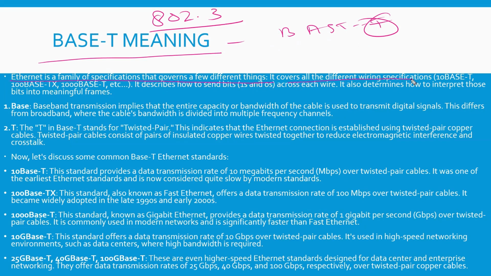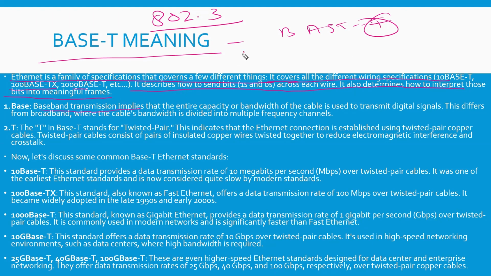It covers all the different wiring specifications: 10BASE-T, 100BASE-T, 1000BASE-T, etc. It describes how to send bits across each wire. It also determines how to interpret those bits into meaningful frames. The "Base" in Base T means baseband transmission.